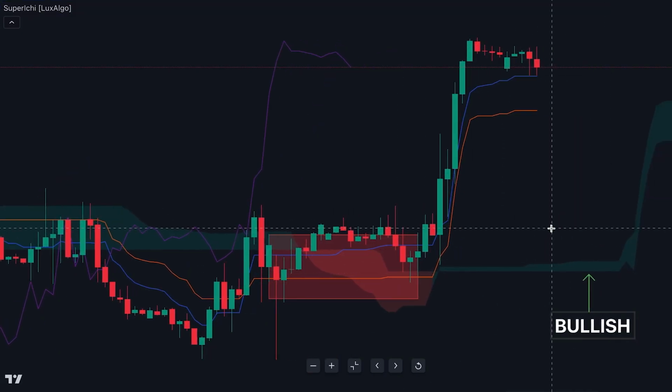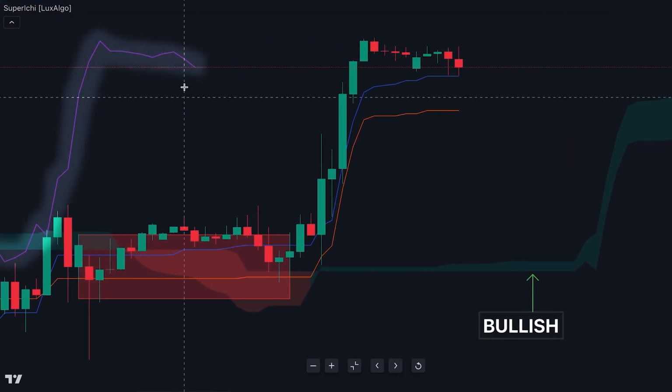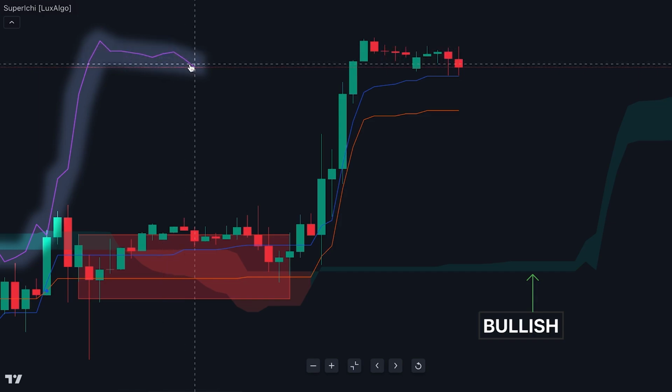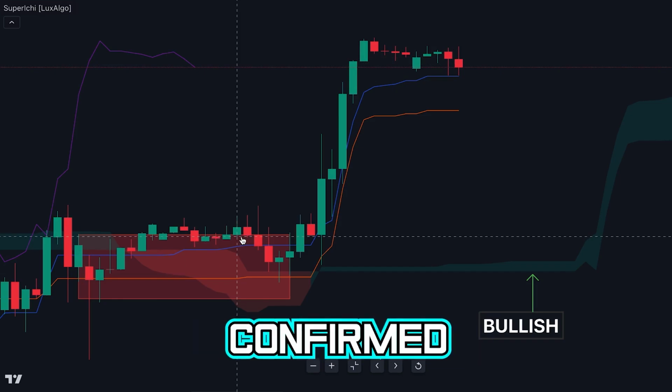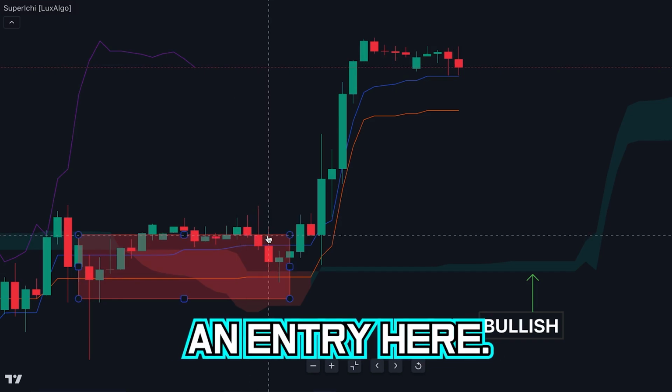Next, we want to ensure that the Ichimoku line is not too close to price, as if it is too close to price, this indicates that the market could begin to range soon. Once we have confirmed these rules, we can take an entry.